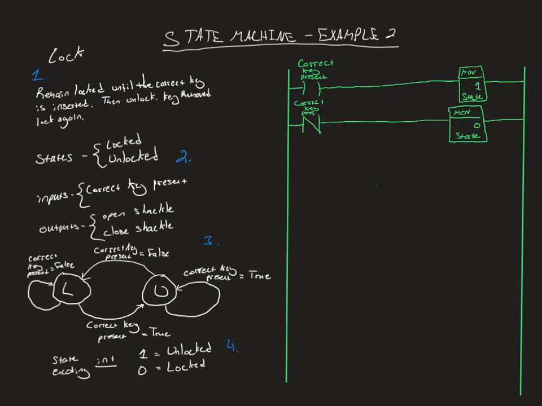It's pretty simple. So we're going to put a dashed line here showing that we're separating our transition logic from our output logic. And over here we're going to write transition.